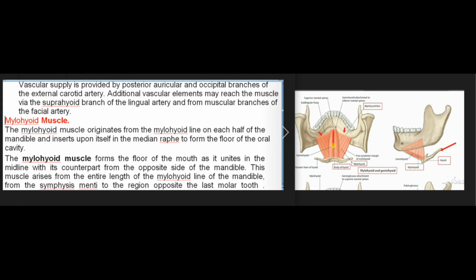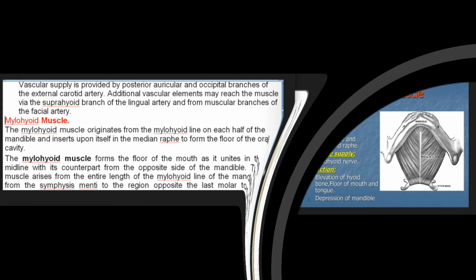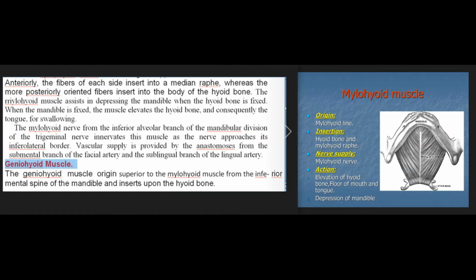The mylohyoid muscle forms the floor of the mouth as it unites in the midline with its counterpart from the opposite side of the mandible. This muscle arises from the entire length of the mylohyoid line of the mandible, from the symphysis menti to the region opposite the last molar tooth. Anteriorly, the fibers of each side insert into a median raphe, whereas the more posteriorly oriented fibers insert into the body of the hyoid bone.